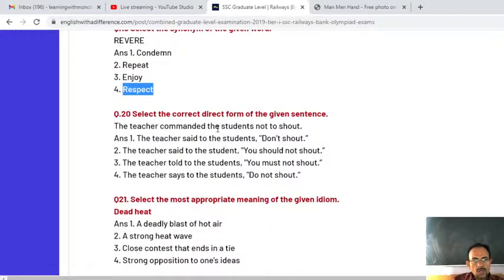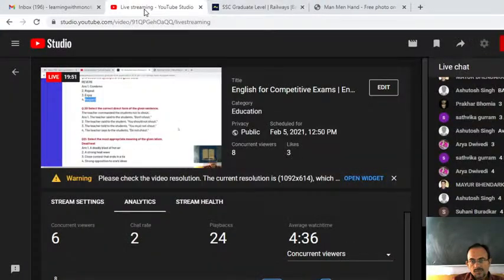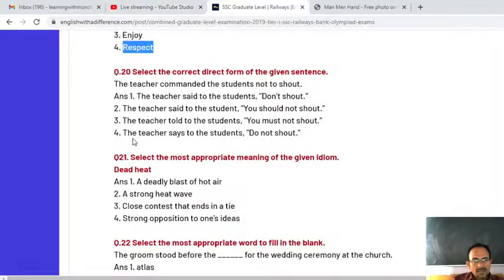And number 20, the teacher commanded the students not to shout. So the teacher said to the students, don't shout. The teacher said to the students, you should not shout. The teacher told the students. Which one do you think is the correct answer? The teacher said to the students, don't shout. Why? Because commanded is given here, in simple past tense. So the reporting verb should also be simple past tense. Here the reporting verb is simple present tense. That is why it is not the correct answer.